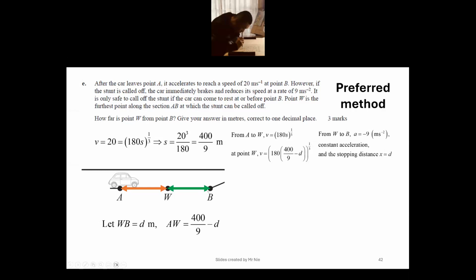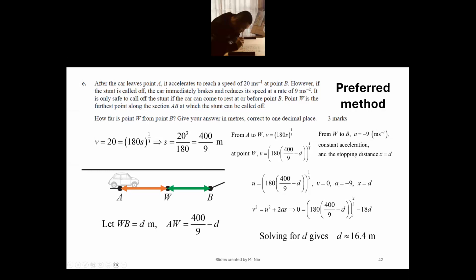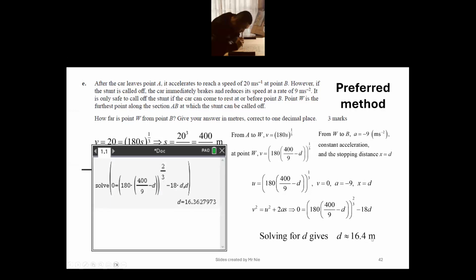So for WB, I will apply the constant acceleration formula, for example v squared equals u squared plus 2as, because our final target is to stop the car fully at point B. And then we can just apply this formula. Notice that this is one equation in terms of D, and therefore we can sub everything in and solve for D directly using the CAS calculator, which is 16.4 meters.